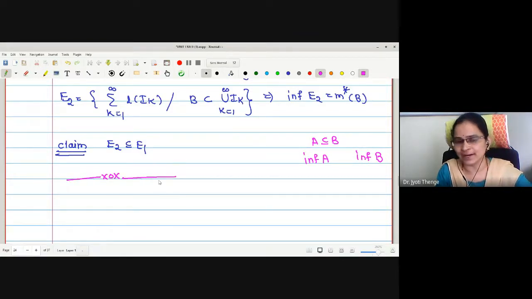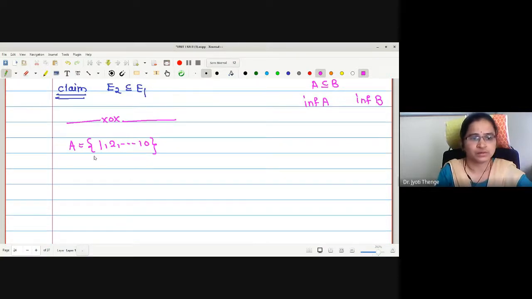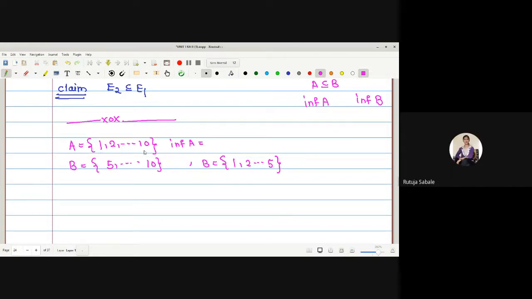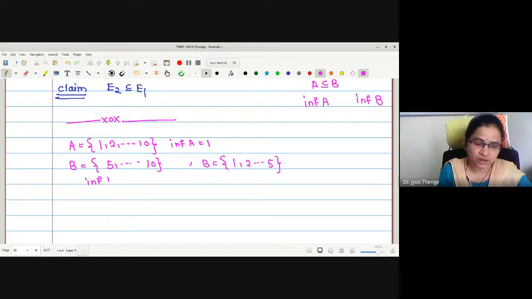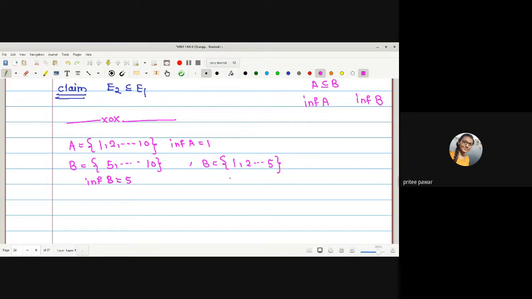Let me make it more clear by taking an example. Suppose I am taking a set A of numbers, say 1 to 10. Now I'll take initially a subset B of A, say 5 to 10. And once I want to take a set B to be 1 to 5. Now you have to tell me the respective infimas. What about infima of A? 1. What about infima B? 5.